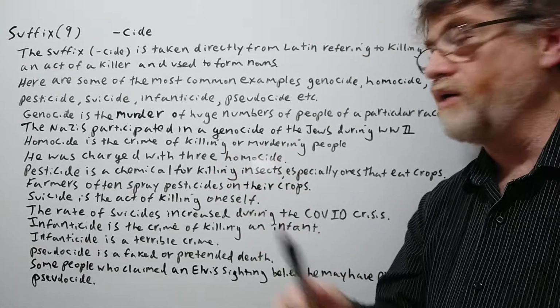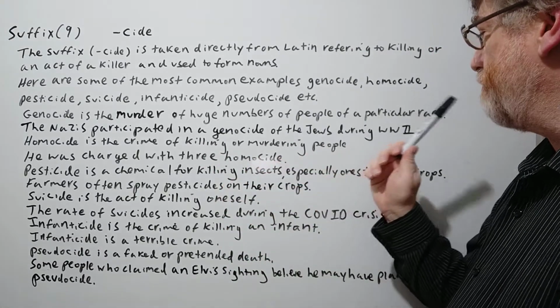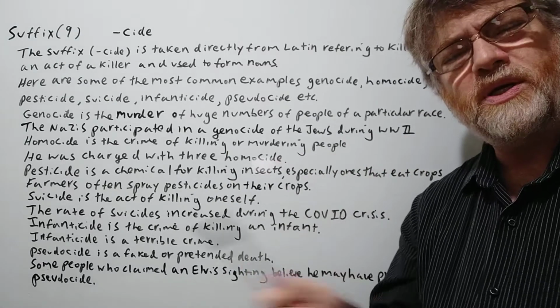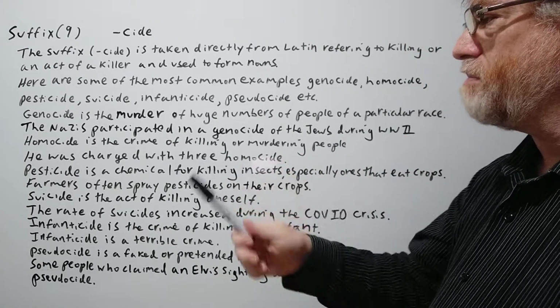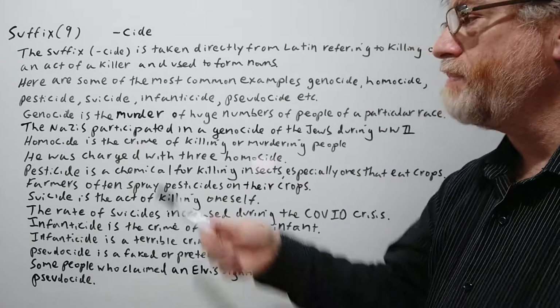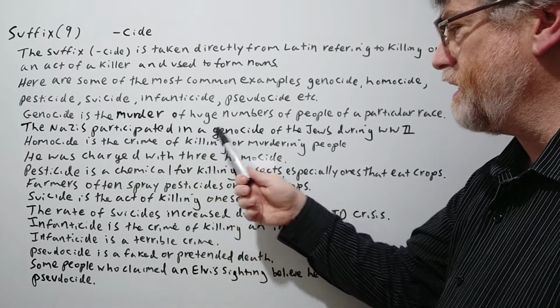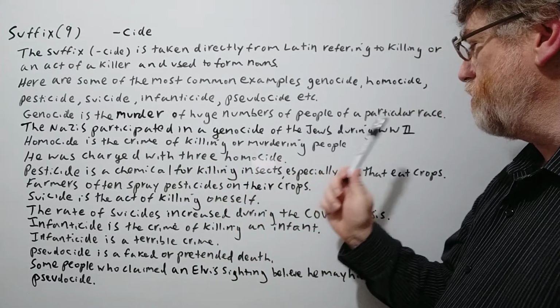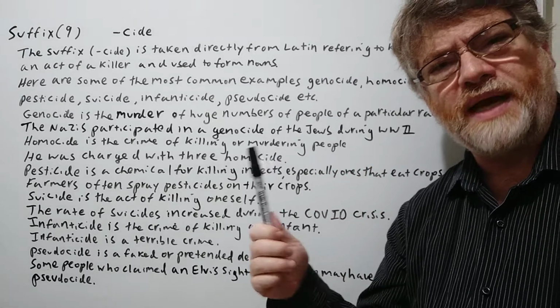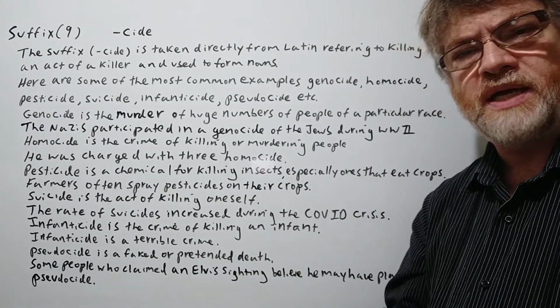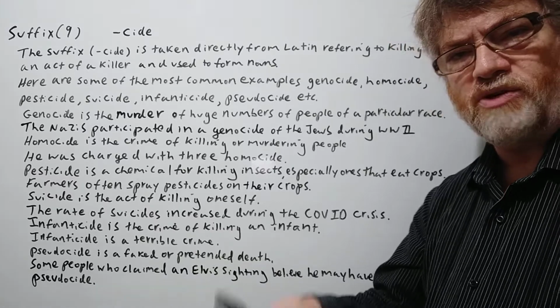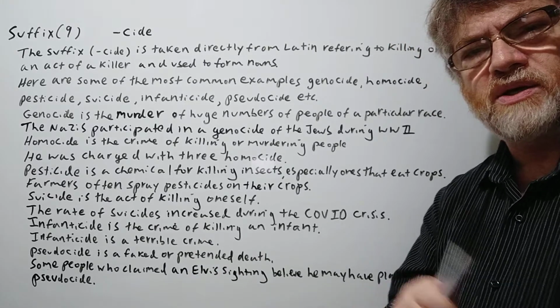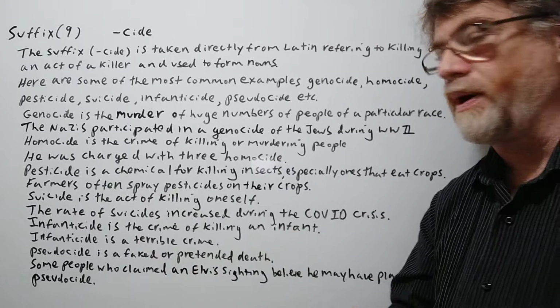Genocide is the murder of huge numbers of people of a particular race. We do hear this sometimes. This is probably the most famous example we always hear about. The Nazis participated in a genocide of the Jews during World War II. Sometimes in Africa, some African countries, there's a certain group that they might try to do a genocide of. So we hear it used in this way.